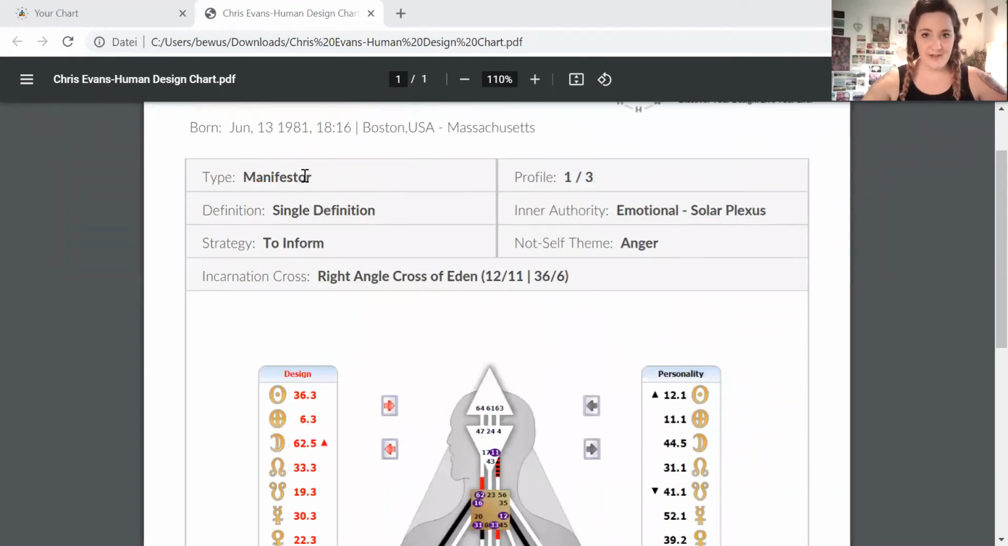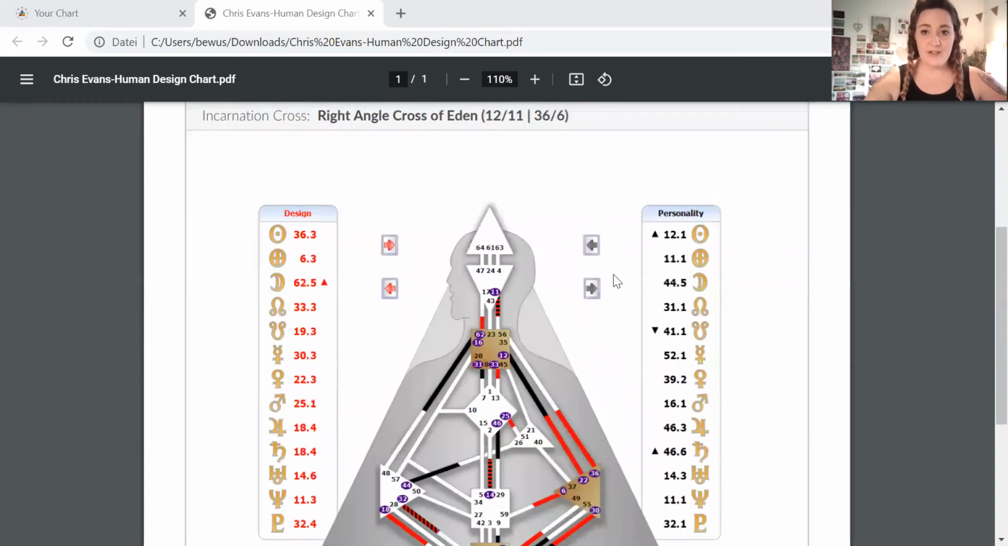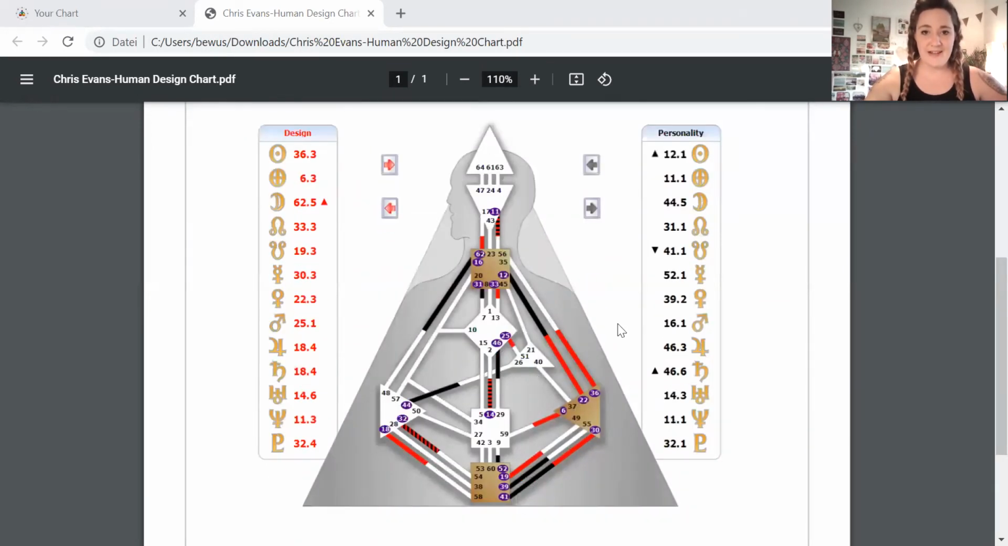He's a manifestor. We already talked about that. He has the profile 1-3. I talked about that already. Yesterday in my second video, I talked about his inner authority, which is emotional, and his strategy to inform. So what we are going to be talking about today is these 9 centers. Okay, so we are going to start with the head center, which is undefined.